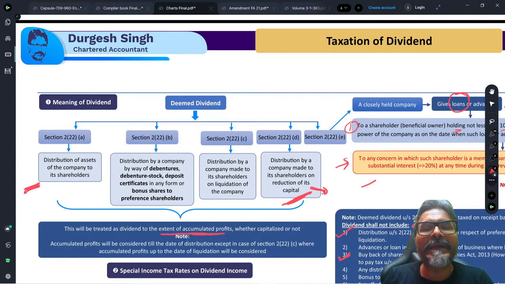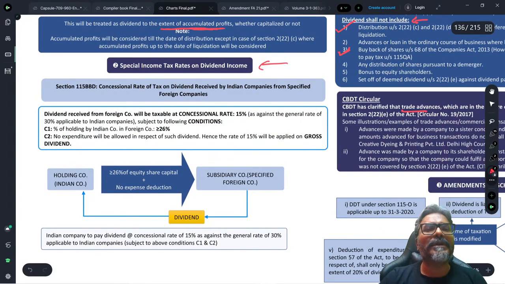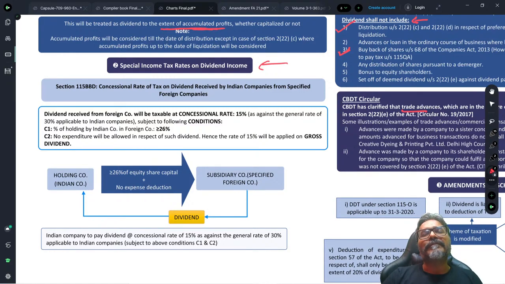The applicable rate that will be considered for the purpose of taxability in the hands of the recipient shareholder will be the rate applicable as per the Finance Act. Now, coming to the second point, which is very critical, and what is that, students? The special rate of tax in the hands of the dividend income. There is only one case wherein the dividend is taxed on special rate, which is in section 115BBD. As far as 115BBD is concerned, it is about an Indian holding company getting the dividend from its foreign subsidiary.